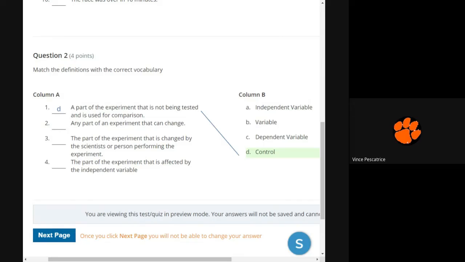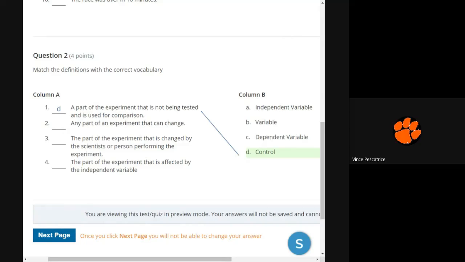So the control is the one that you start with, the one you don't change, and you compare what you change to the control. I saw a few people just joined. If you're just joining us, we are on Schoology in the week 3 folder, and we're working on the scientific method wrap-up assignment right now. So go there and open it up, and then go to where we're at and follow along with us.